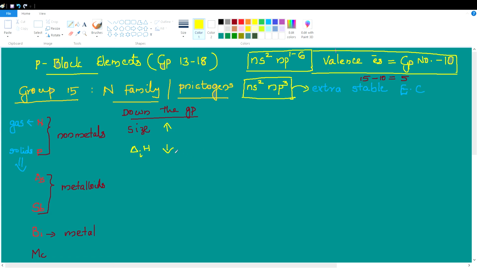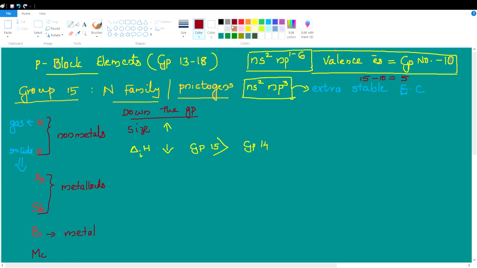When we compare the ionization enthalpy of group 15 with that of group 14 elements, the carbon family, we see that the ionization enthalpy of group 15 is higher than that of group 14. This is due to the extra stability of the ns2 np3 electronic configuration. Removal of one electron from this configuration will disturb the stability. Hence, more energy is needed to remove an electron from a group 15 element.